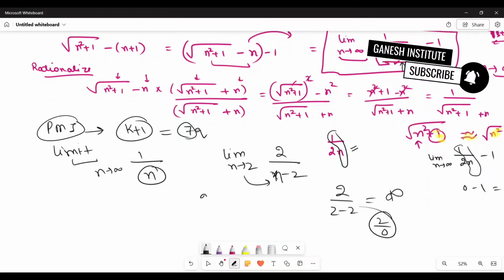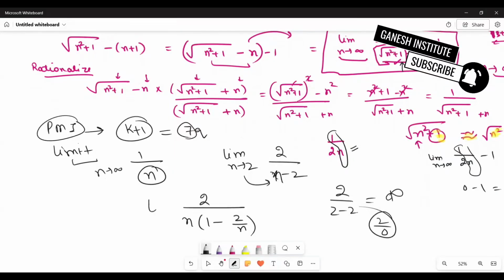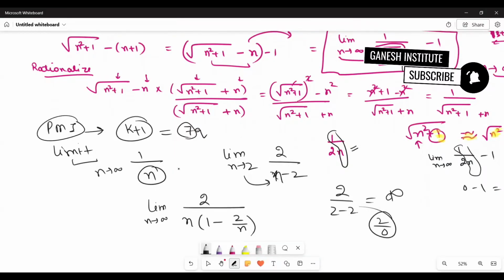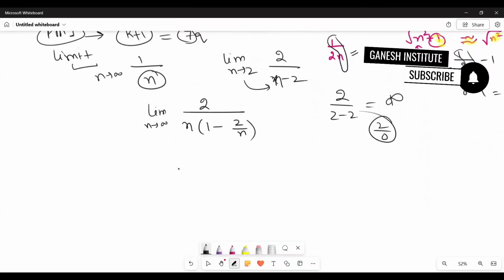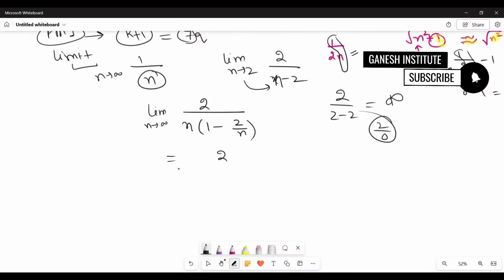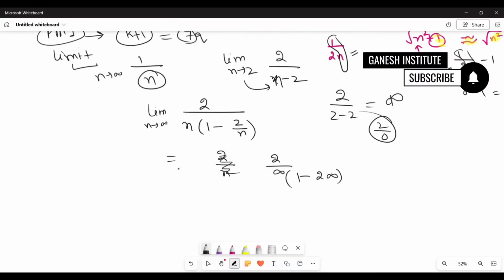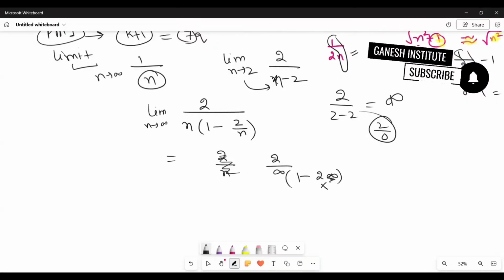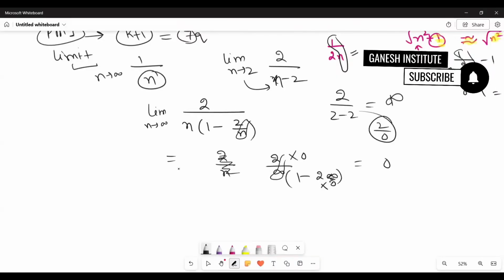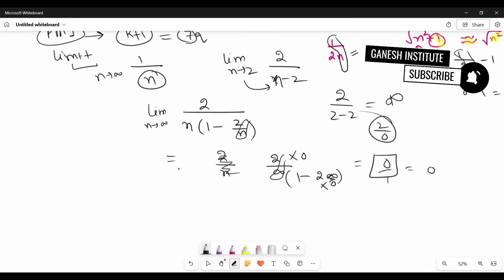I need to come up with something else. So if it is n minus 2, then what should I do? I should take n common. And as soon as I take n common, now I can substitute. If I substitute n as infinity, then 2 by n, that is 2 by infinity, and here 1 minus 2 into 1 by n, I know it is 0. Correct? 1 by infinity, I have 0. So the answer is 0 by 1 now, that is the defined form. Are you getting my point?